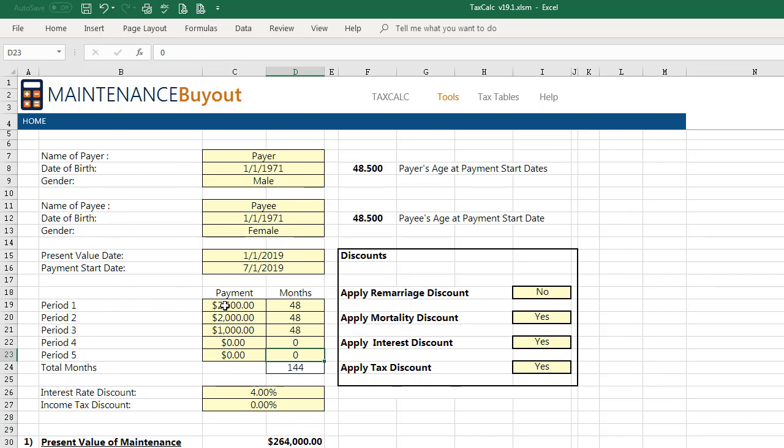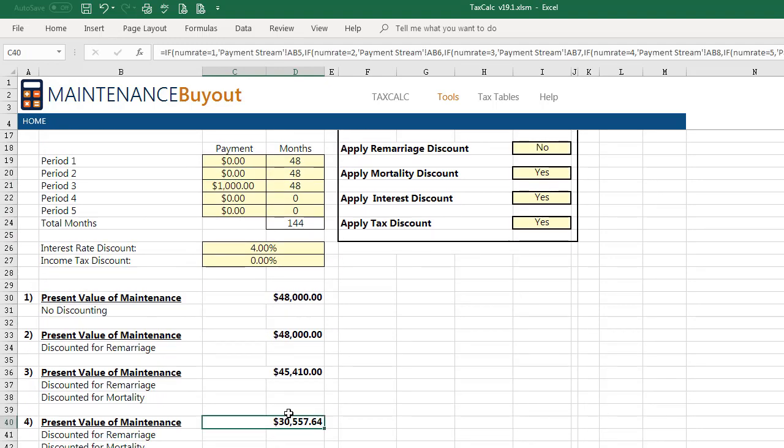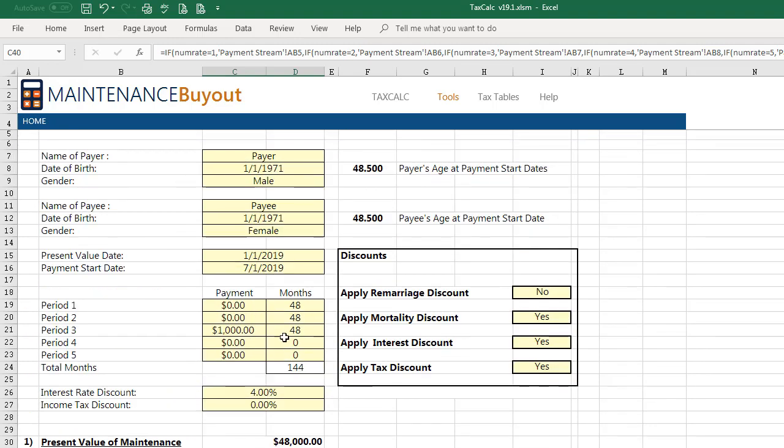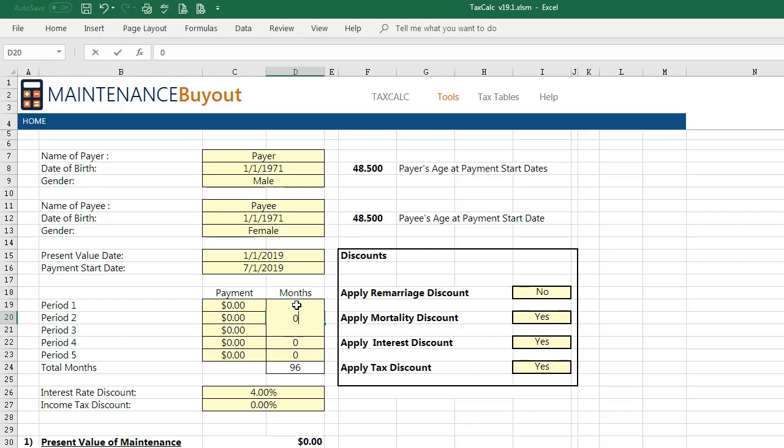Let's say you had this scenario, but you really only wanted to buy out the last 4 years. You could simply make these payments 0 for the first 48, the second 48, and then just buy out the third period. Obviously, the tax and the interest going all the way out to that point is going to be higher in that scenario. So you can do these future projections. You can do some creative calculations to buy out the front part or the back half or whatever it is when you're looking at different maintenance buyout calculations.